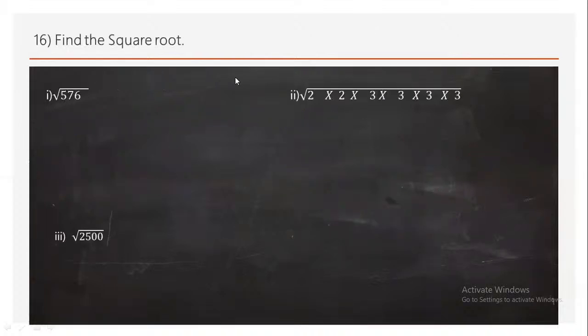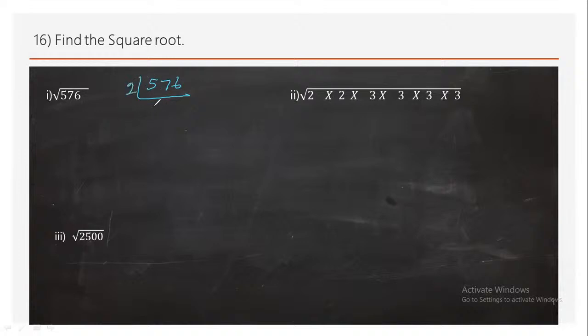Next question, 16. Find the square root of 576. You can follow the long division method or the prime factorization method to find the square root. Because we follow the long division method in grade 10, we are going to use the prime factorization method.